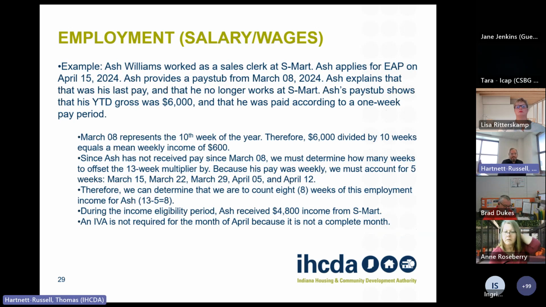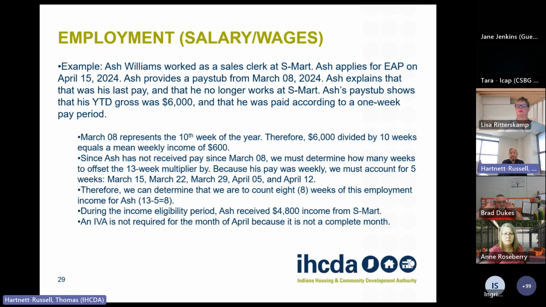So here's an example. Ash Williams worked as a sales clerk at S-Mart. Ash applies for EAP on April 15th, 2024. Ash provides a pay stub from March 8th, 2024. He explains that that was his last pay and that he no longer works at S-Mart. Ash's pay stub shows that his year-to-date gross was $6,000 and that he was paid according to a 1-week pay period.